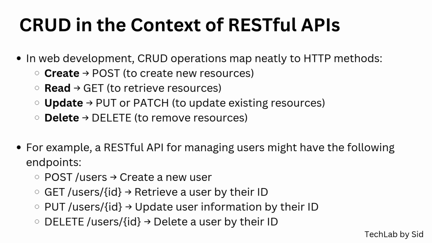performance. In the context of RESTful API, CRUD operations align directly with HTTP methods, making it simple to manage resources over the web. Create corresponds to the HTTP POST method, which is used to create new resources. Read maps to the GET method, used to retrieve or fetch resources from the server. Update is handled by the PUT or PATCH methods, depending on whether you are replacing the entire resource or updating part of it. Finally, delete is represented by the DELETE method, which removes a resource from the server.